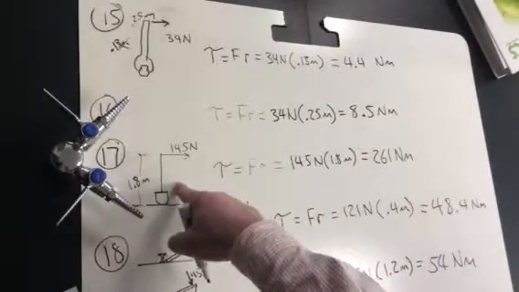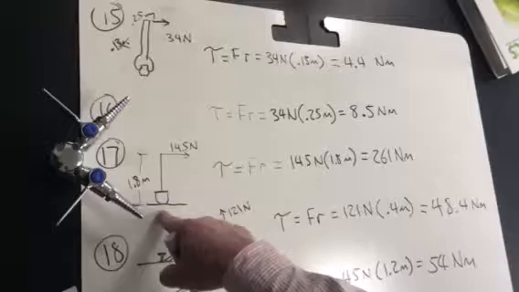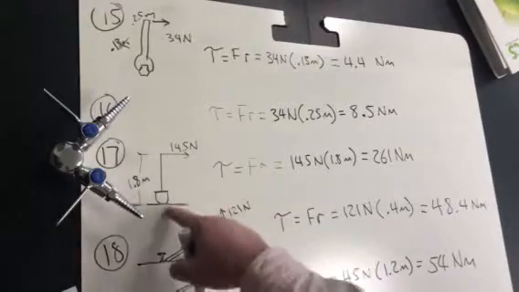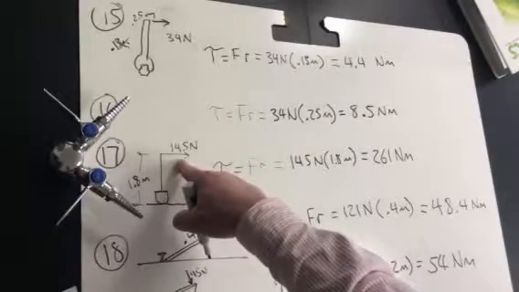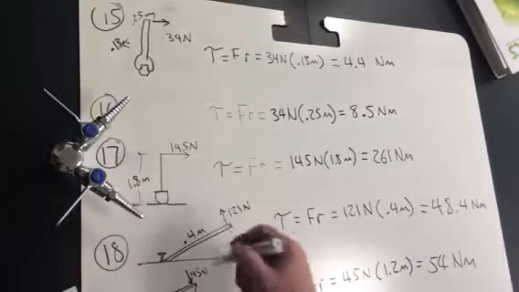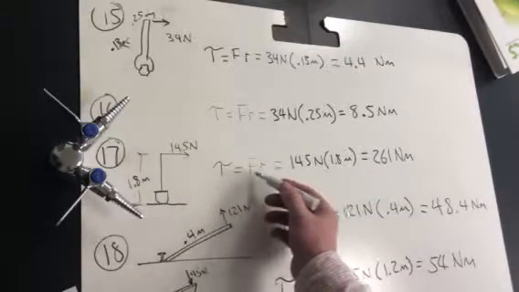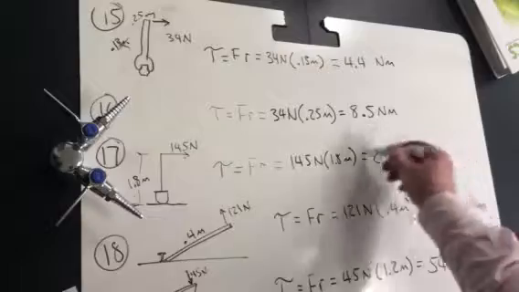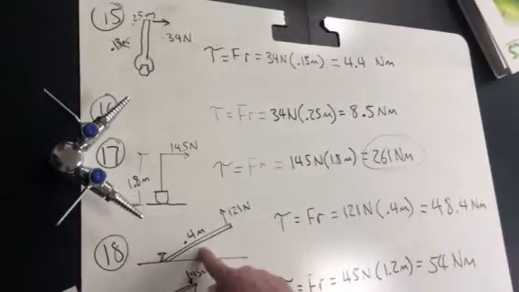Number 17, you plant the tip of a shovel into the ground. The shovel is 1.8 meters long. You apply 145 Newton force perpendicular to the shovel. It's simple. Torque is equal to force times radius. And here's your answer.